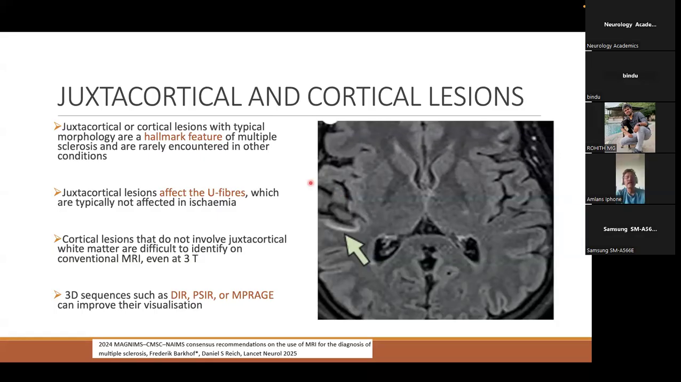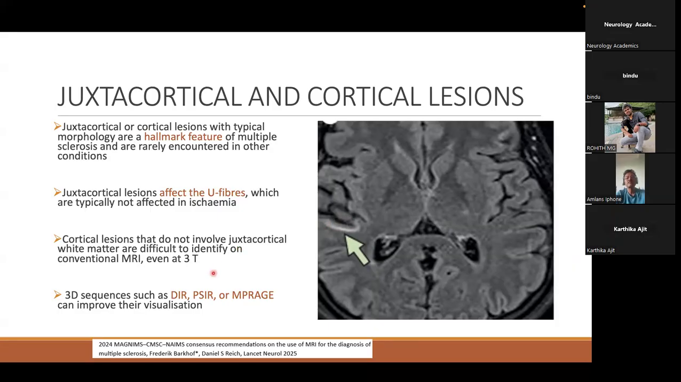And for juxtacortical and cortical lesions, juxtacortical lesions are a hallmark feature of multiple sclerosis, especially to differentiate from NMOSD. These kinds of lesions are not seen in NMOSD. However, cortical lesions can be seen in MOGAD. This juxtacortical lesion will affect the U fibers and extend towards the cortex. In ischemia, mainly subcortical lesions are there. That is, white matter will be between the lesion and the cortex in small vessel disease.